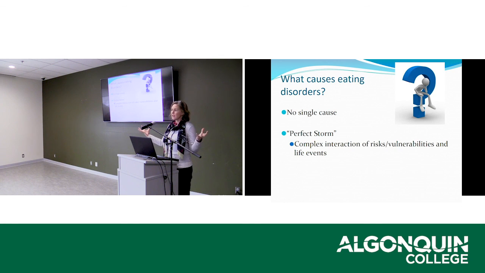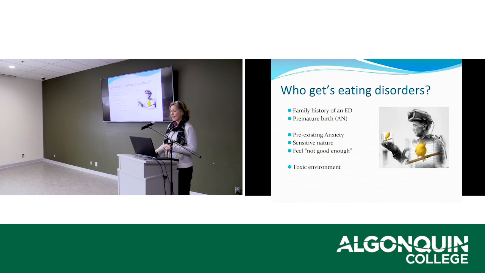We don't know. We think of it as a perfect storm of a bunch of things coming together. What we do know is actual risk factors are listed here. So family history of an eating disorder. Anorexia nervosa is one of the most heritable illnesses, incredibly genetically driven. Interestingly, premature birth, so having low birth weight, is a risk factor for developing anorexia nervosa. And then this cluster of symptoms.